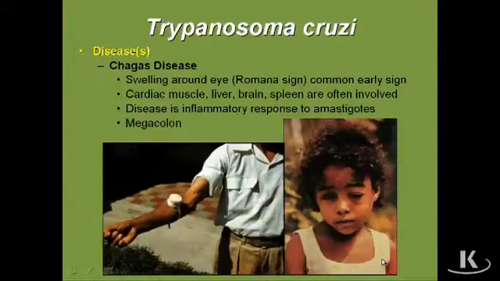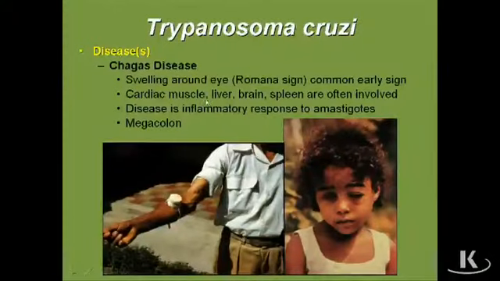Now, the disease is called Chagas disease. And one of the early signs of Chagas disease is called Romaña's sign, which is some periorbital swelling. So that's a common early sign of Chagas disease. The other target organs, what I want you to think about for Trypanosoma cruzi are the C's, okay? C for cruzi, C for Chagas, C for children, C for cardiac, okay?